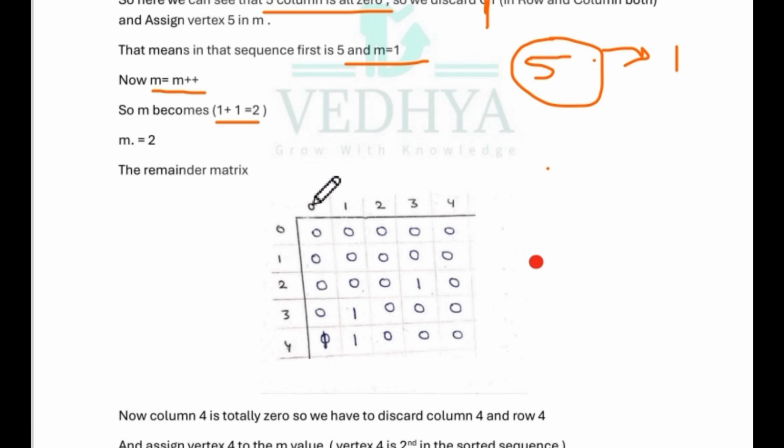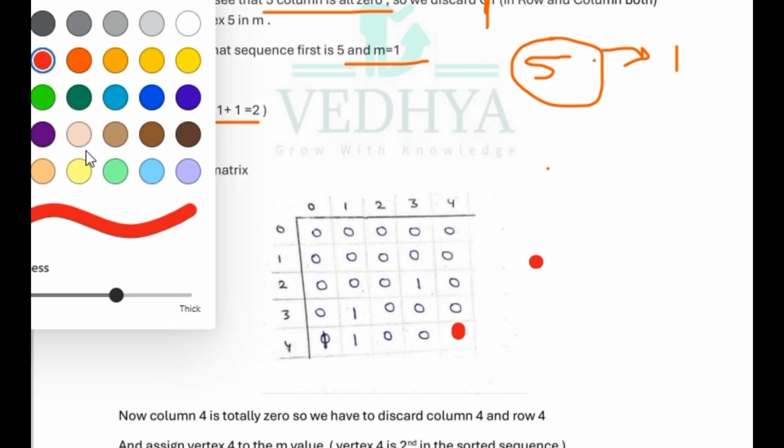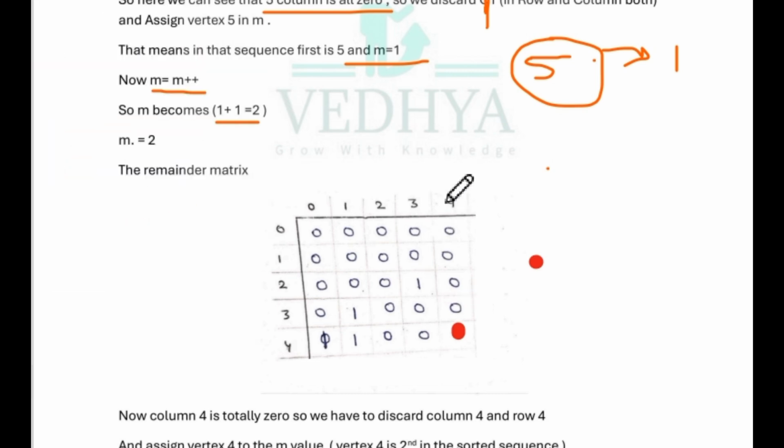Now we see that this column is not totally 0 because there is a 1. This is not totally 0 because there is 1. This column is also not totally 0 because there is 1. This column is totally 0 because there is no 1. So column number 4 is discarded totally.